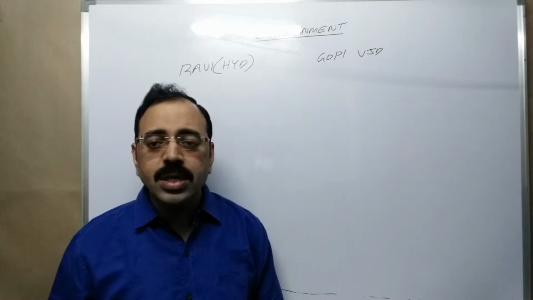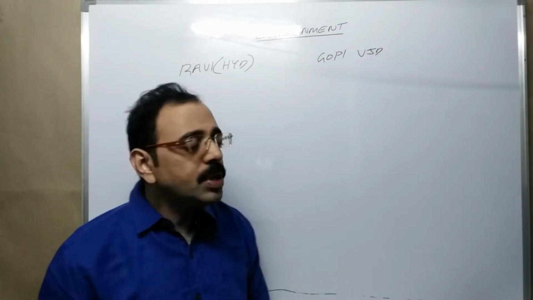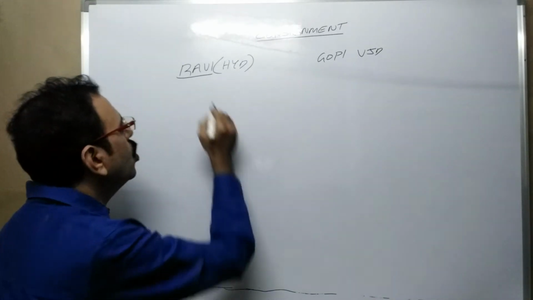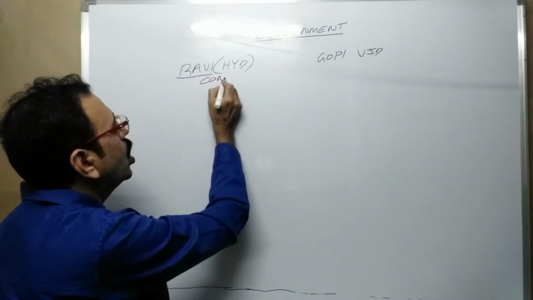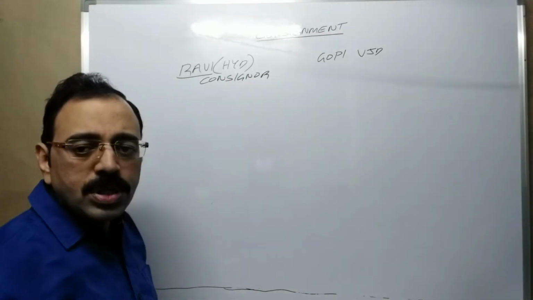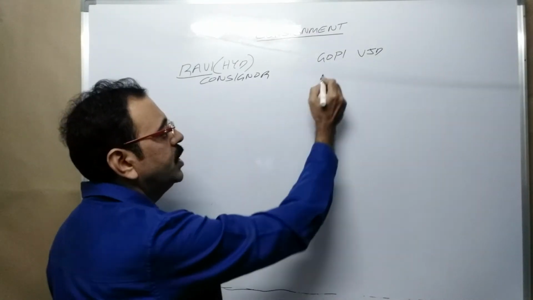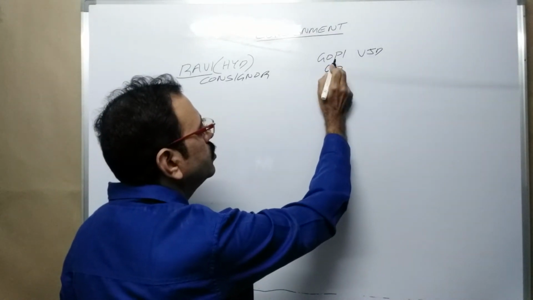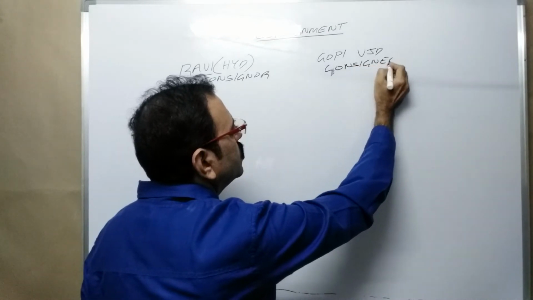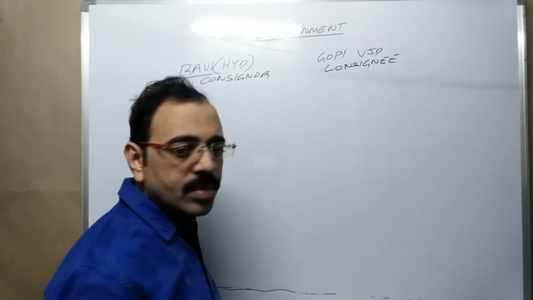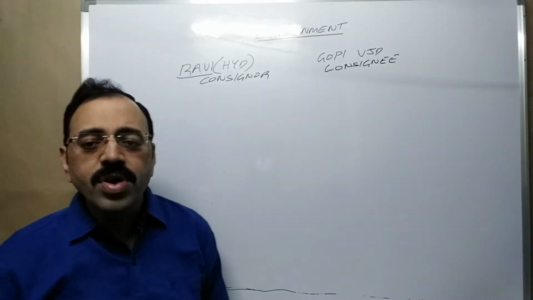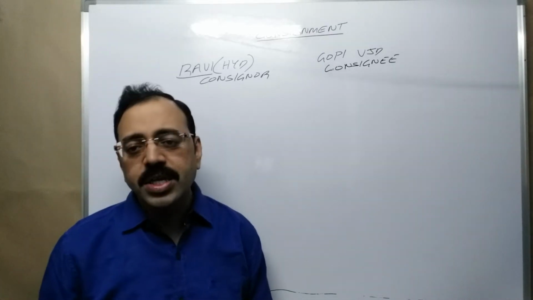In consignment, there are two parties. The person who is sending goods is known as consignor. A person to whom goods are sent is known as consignee. The relationship between consignor and consignee is that of principal and agent relationship.